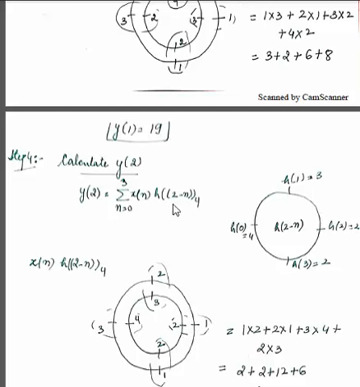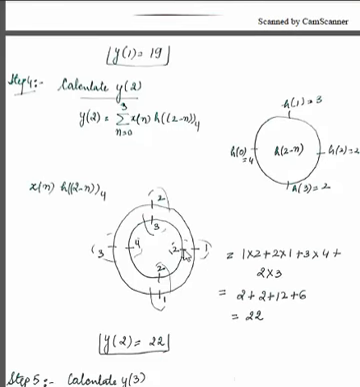Now x of n is multiplied with h of 2 minus n. Then again do the sequence by sequence multiplication. It becomes 2 into 1, 2 into 1, 3 into 4, 2 into 3. That is 2 plus 2 plus 12 plus 6, that is equal to 22.